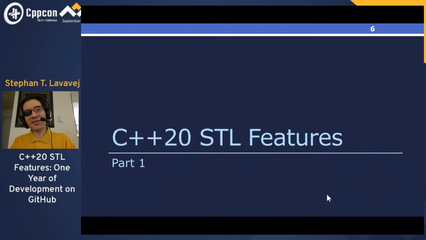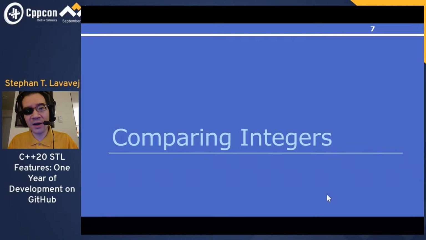I'd like to start off with one of the simpler ones. For each of these features, I'm going to present a fully worked example, not just a snippet of code, but a small program that can be directly compiled under std=c++latest or c++20, whatever your compiler option is.